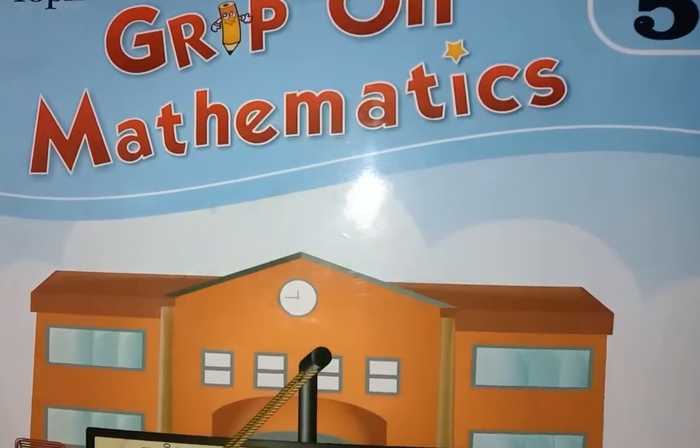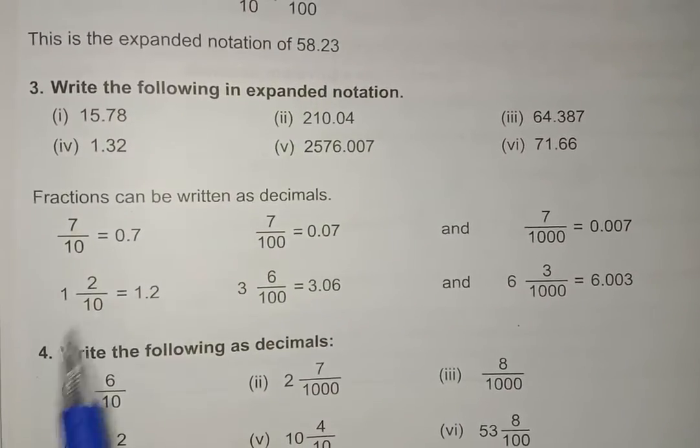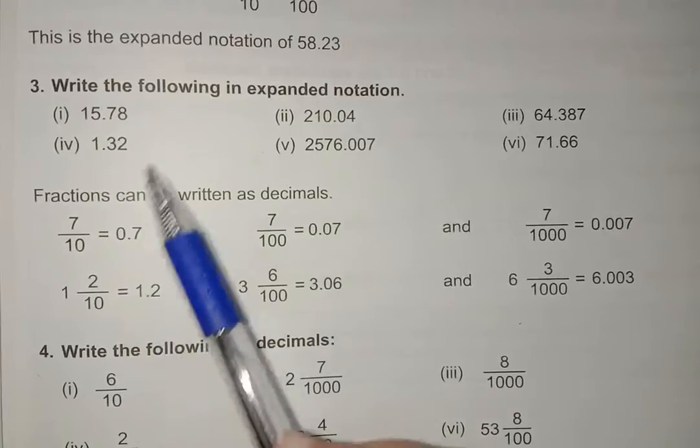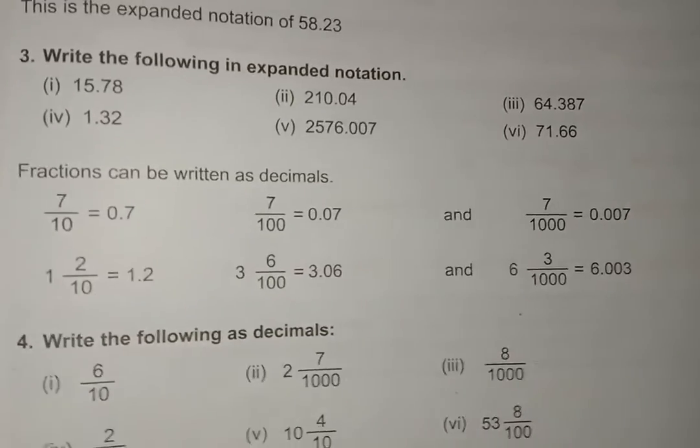Our book is Top Line Grip on Mathematics of Class 5. And today the page we have started is page number 8 and question number 4. We have done question number 1, 2, 3. So today we can start over question number 4. And question number 4 is: write the following as decimals.